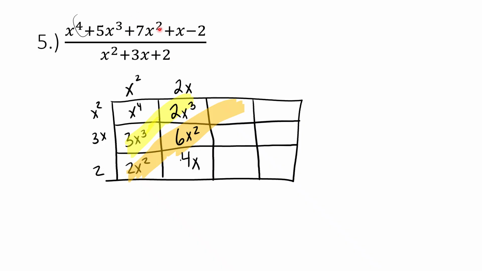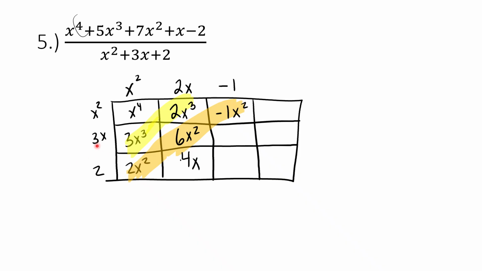But I need a 7x squared, which means that I need to go 1 down, which means this must be -1x squared. And now we repeat the process. X squared times what gives me -1x squared? Well, that must be -1. -1, and we'll multiply to fill these guys in.